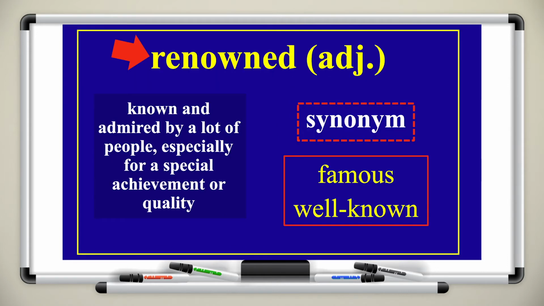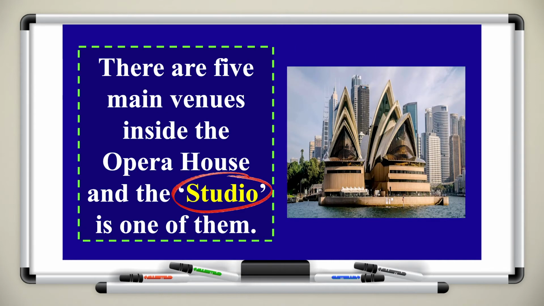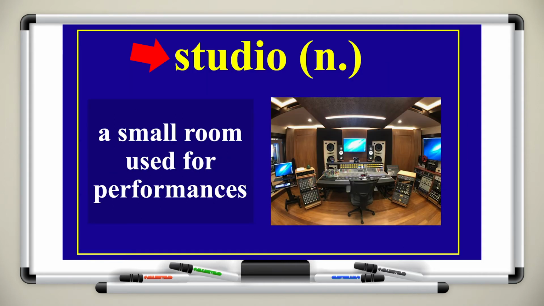Renowned is an adjective known and admired by a lot of people, especially for a special achievement or quality. The synonym of renowned is famous or well-known. There are 5 main venues inside the Opera House, and the studio is one of them. Studio is a noun, and it means a small room used for performances.